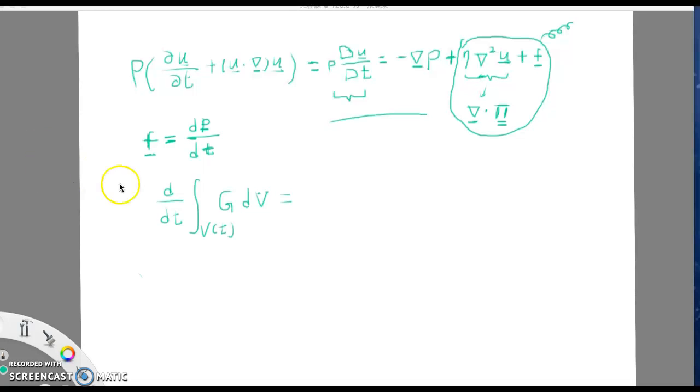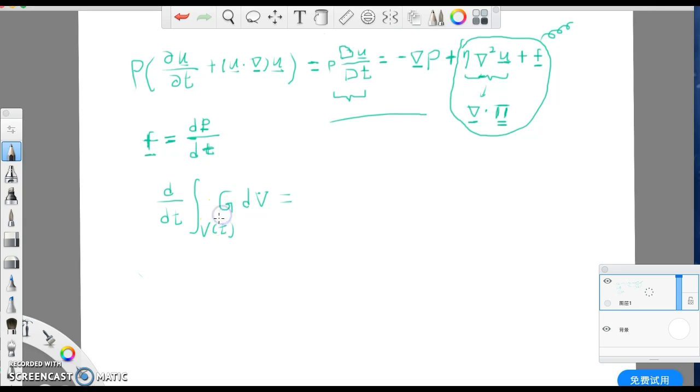Sorry, it should be a vector. Let's assume it's just a vector, right? And that's supposed to equal the integral of this volume V as a function of time. So V as a function of time just means what I've just said. The density is changing, so the volume is also changing because of the conservation of mass.